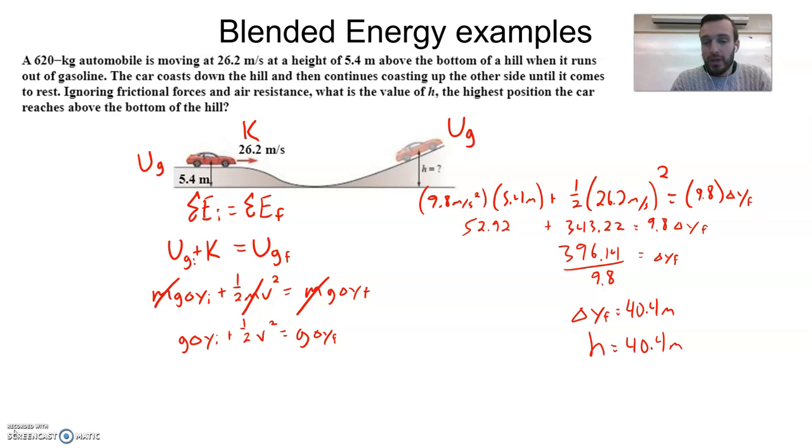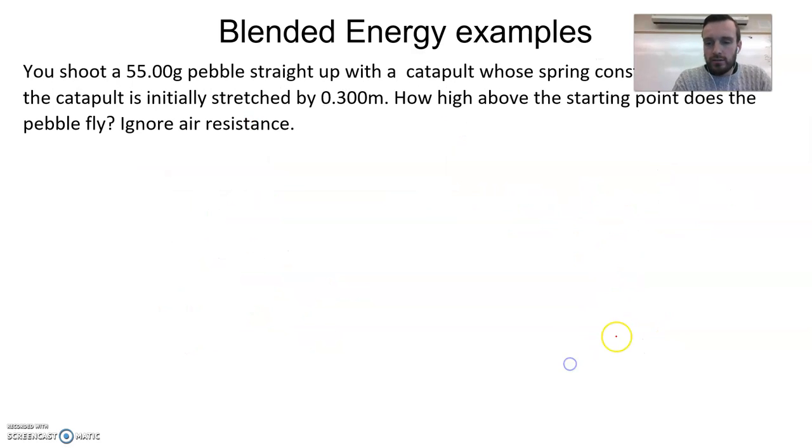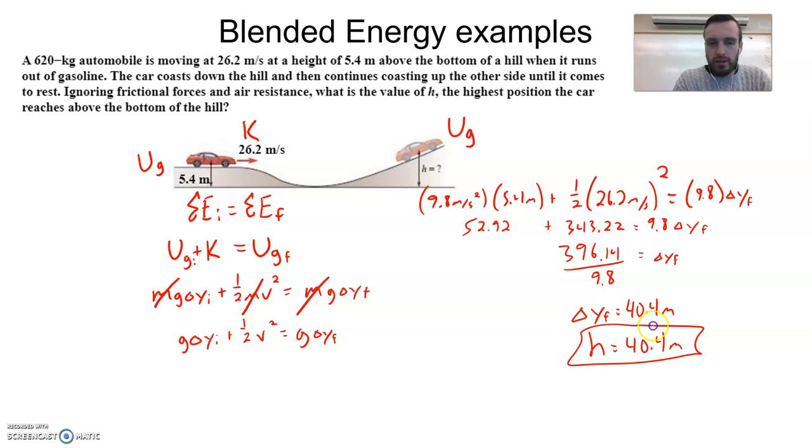Just plugging and chugging. We notice that our final height is 40 meters, which makes a lot of sense if you think about this. You're like, Mr. Simpkins, we only started at 5 meters. Yeah, but look how fast we were going. We were moving pretty fast. And because we were moving so fast, it's going to give us a lot of energy, a lot of kinetic energy in this case, to carry us up that hill to a point of higher potential. That point is 40.4 meters. So there's a first little example.